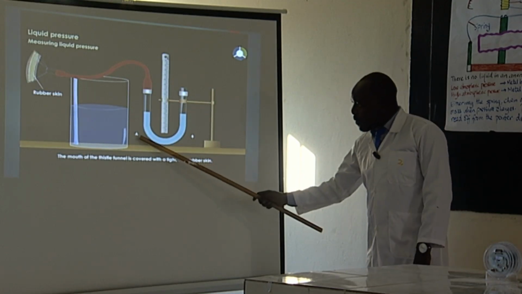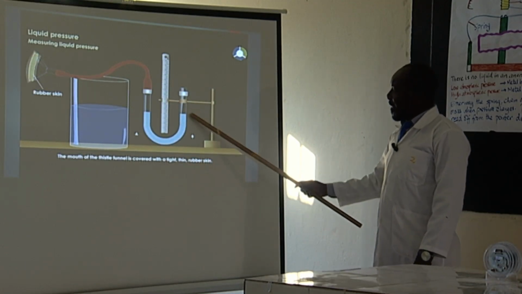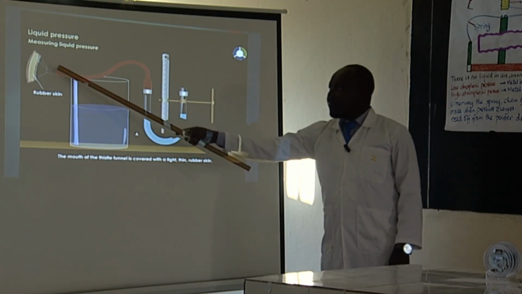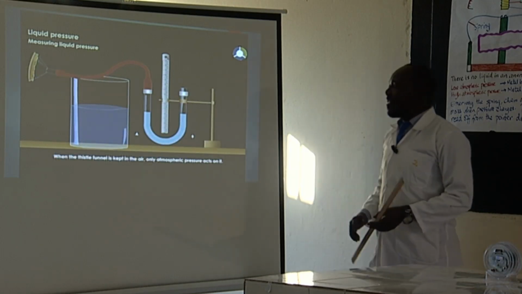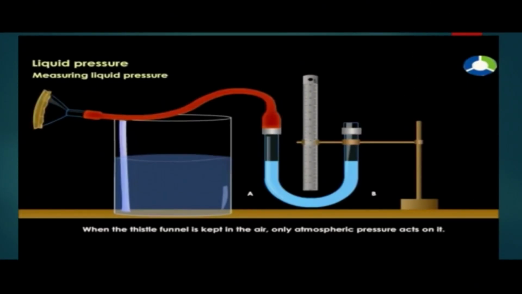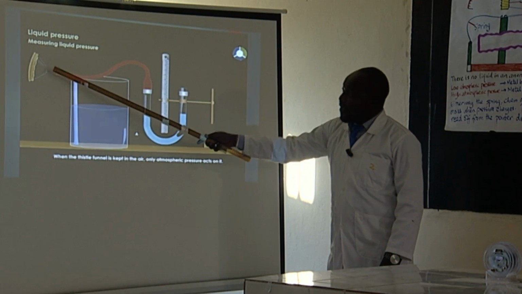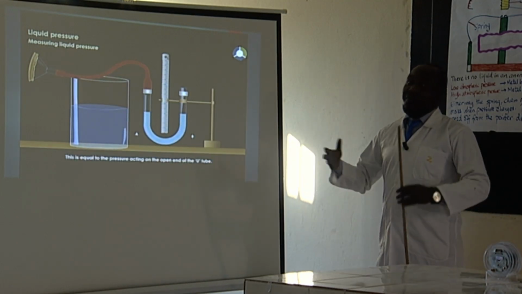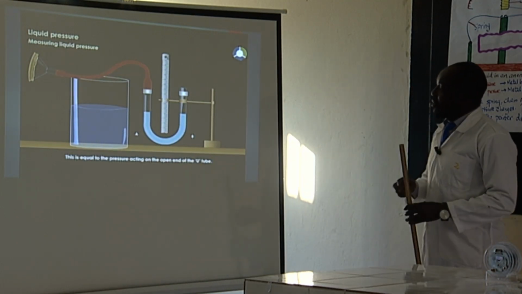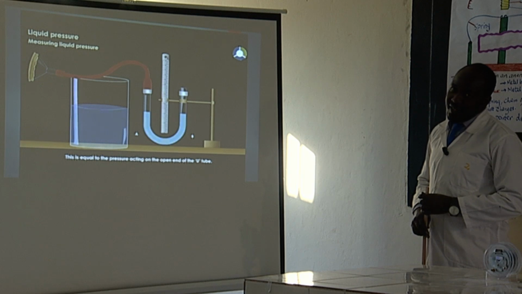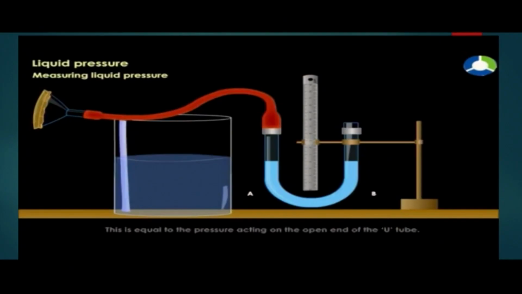And this is end A, and that is end B. Of course, I told you there is an elastic skin of rubber which is put at the end of the fiscal funnel. You should find that very comfortable to understand. So if you remember what we said before, what should come next? Think about it. What should come next after this?